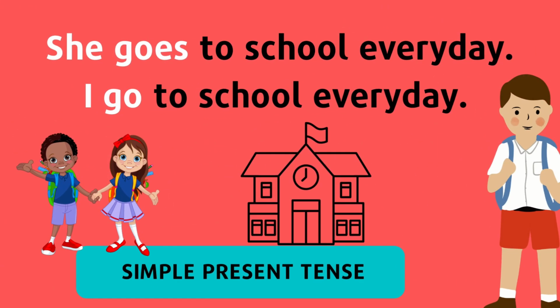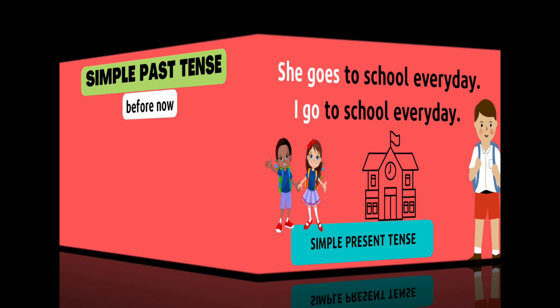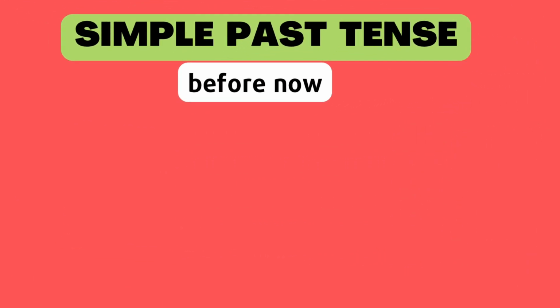Here's an example. She goes to school every day. She is a third person pronoun. She goes, so the verb changes to the plural form, goes. She goes to school every day. I go to school every day. When you use I, the verb does not change form. It remains the same. So I go to school every day. She goes to school every day. Both are in the present tense.